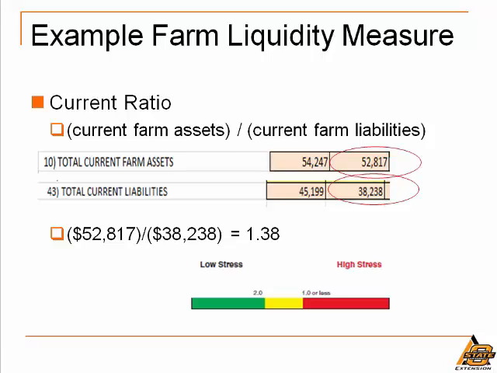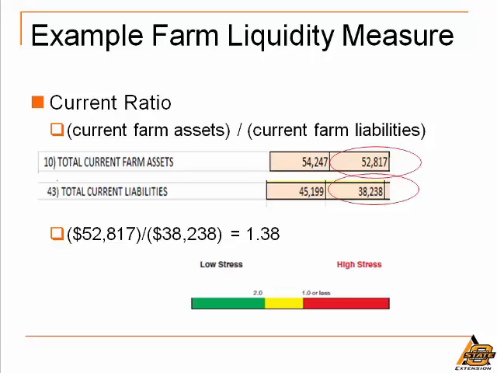To put that number into perspective, I have included a graphic of the stoplight scale for the current ratio from the Farm and Ranch Stress Test publication, which is available in the resources for this educational program. This shows the industry consensus benchmarks for this measure on a scale from low stress to high stress. For most typical farming operations, anything above 2.0 would be considered fairly low stress. For this particular measure, a higher number is better.